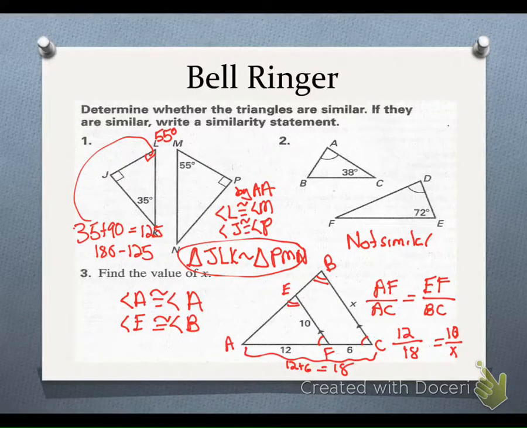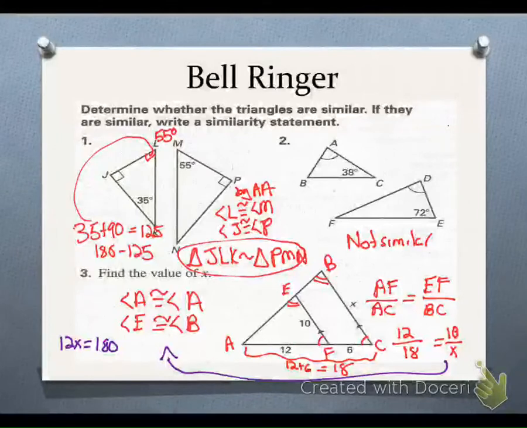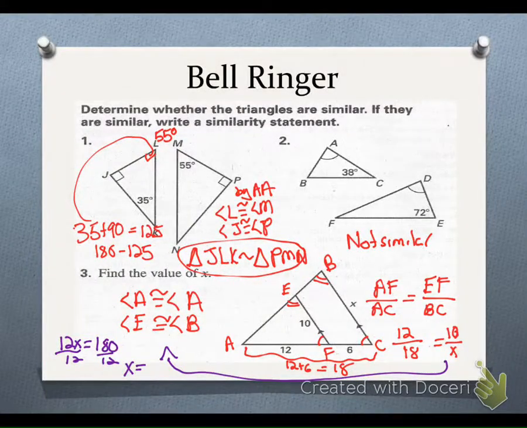So now we have to cross multiply and solve. I am going to move back over to my other side. I'll change colors. But I'm going to pick this up right over here. We see we have 12x equals 180. 18 times 10 is 180. We want to isolate for x, so we're going to divide by 12. We divide by 12. What is my x? 15. It's going to be 15. Nice job. Okay, so any questions?